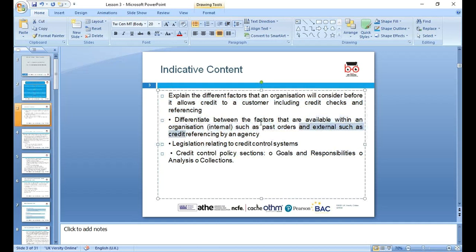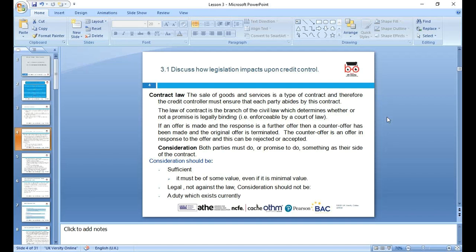Okay, this is the indicative content of what we're supposed to learn. Under this, we discuss internal and external factors, credit reference agencies, what those are, and credit control policies. First, we discuss how legislation impacts. There are two different kinds of law. Does anybody know the difference between civil law and criminal law?